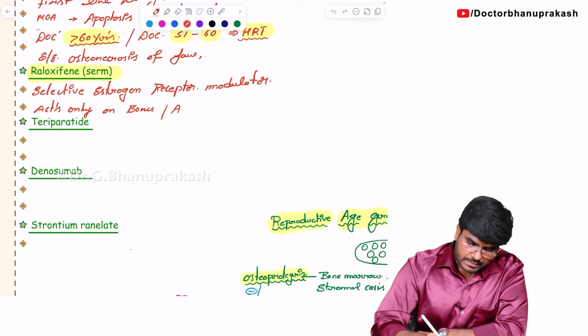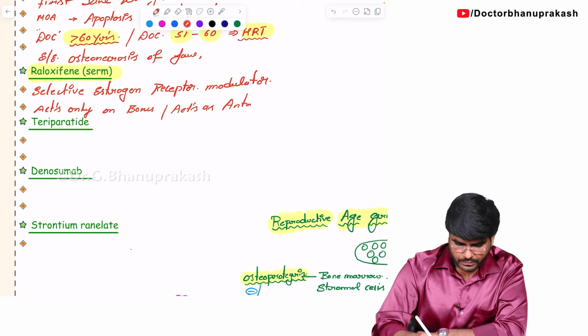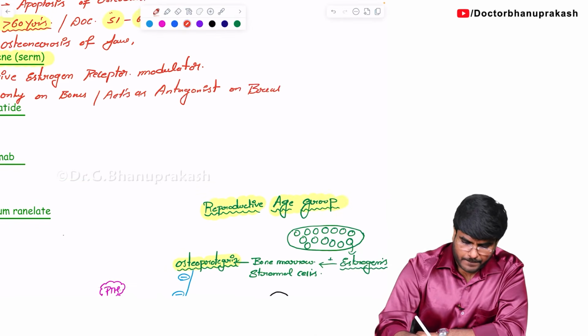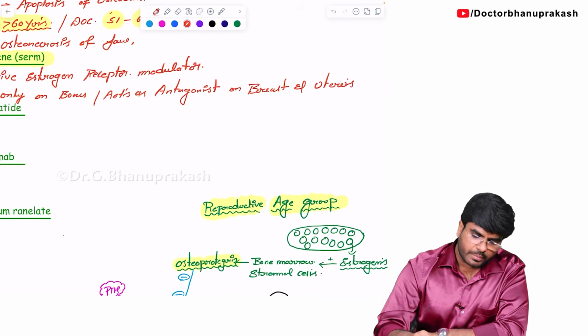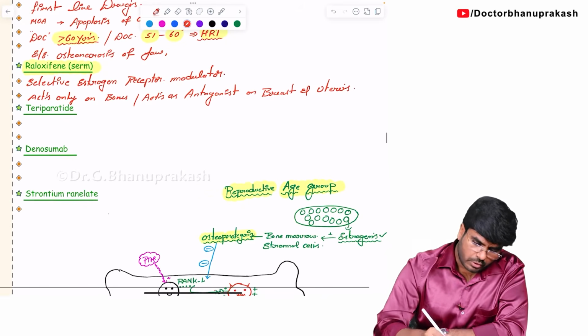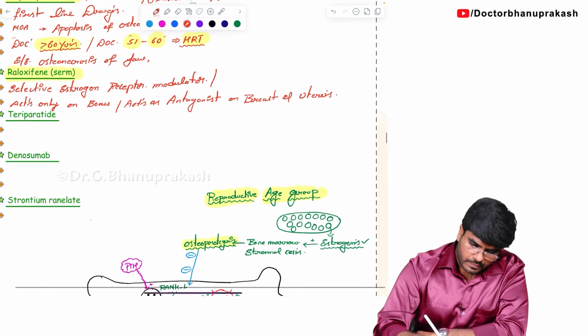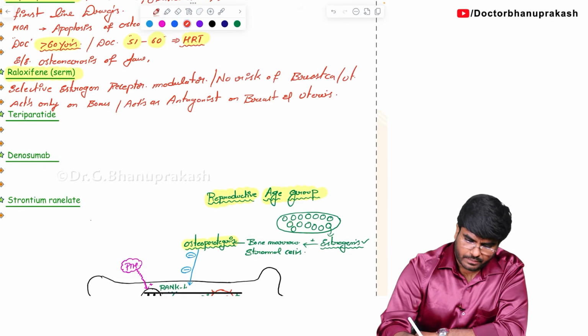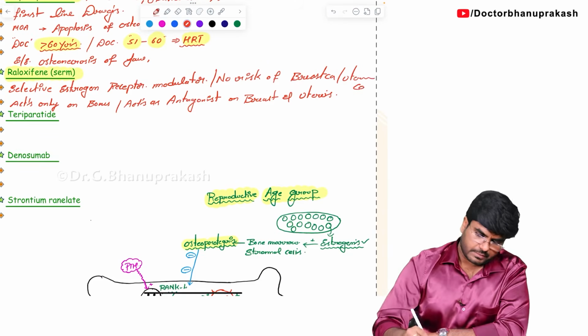It acts as an antagonist on breast and uterus. Will there be any risk of breast cancer or uterine cancer? No, there is no risk of, okay, let me write it here itself. No risk of breast cancer or uterine cancer or endometrial cancer.